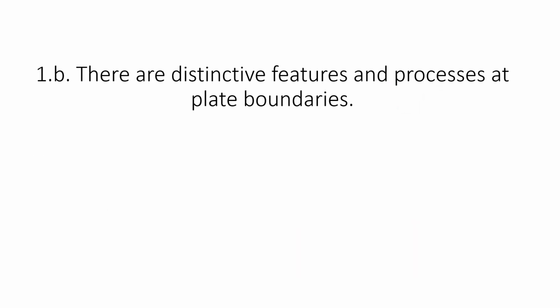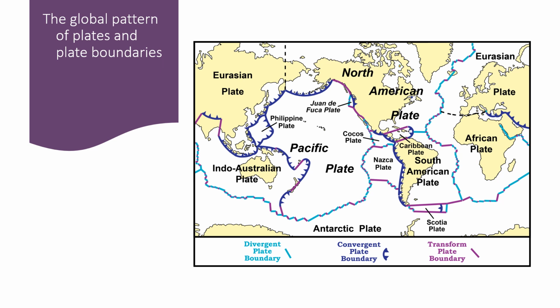Okay, 1b. There are distinctive features and processes at plate boundaries. So what actually happens at these plate boundaries? What do we actually see? Well, let's start by looking at a pattern. We've got here a map of the world that shows us the plate boundaries. We've got three distinctive types. We've got divergent, convergent, and transform.